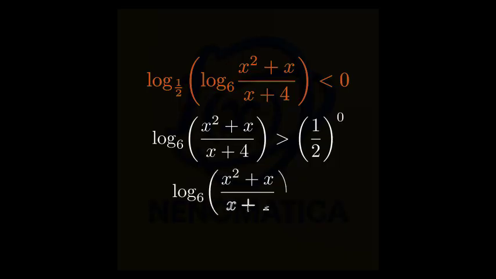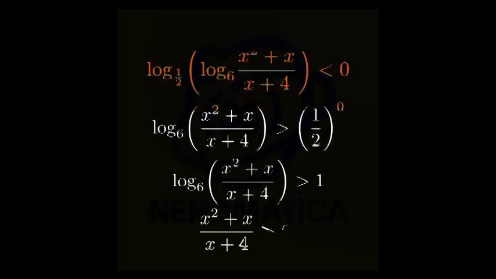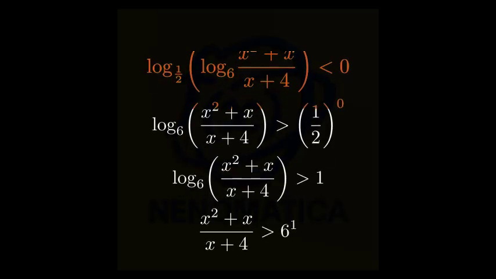Step 2. Any non-zero number to the 0 power is 1. That simplifies the inequality to log base 6 of the fraction is greater than 1. Step 3. Now remove the inner logarithm. Since the base is 6, which is greater than 1, the inequality direction stays the same. The argument must be greater than 6 to the first.